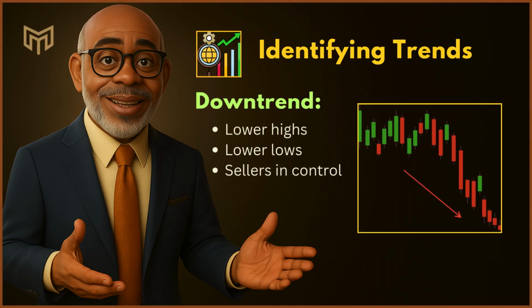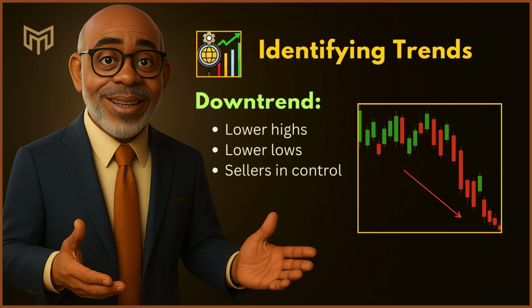In a downtrend, price moves lower over time. On the chart, this appears as a series of lower highs and lower lows. Each time price attempts to rally, it fails to reach the previous high and then turns back downward. This structure tells us that sellers are in control. Buyers are unable to push price higher, and selling pressure continues to drive the market lower.